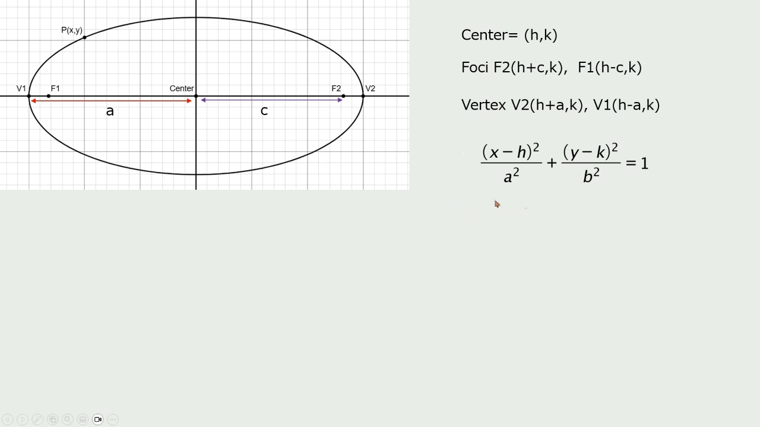And I was asked, oh, where does the b come from? The b is half the length of the minor axis. So from the center straight up is b. It's straight down this way is b.